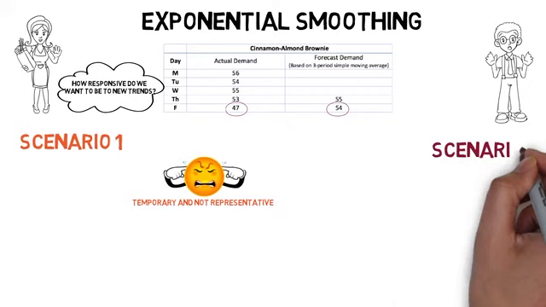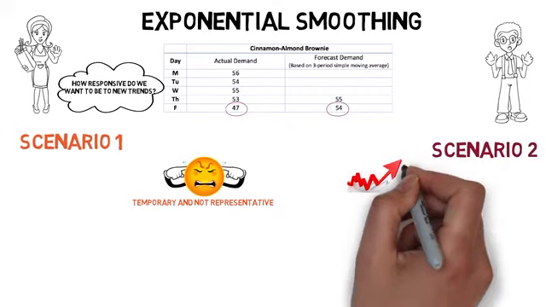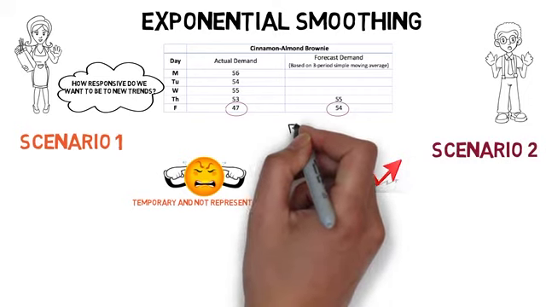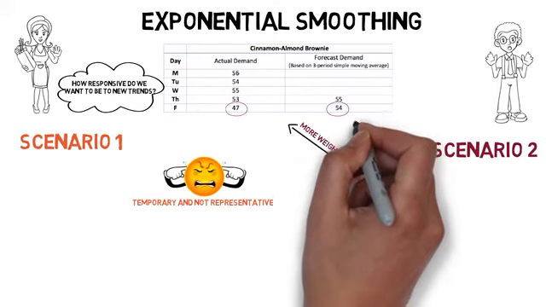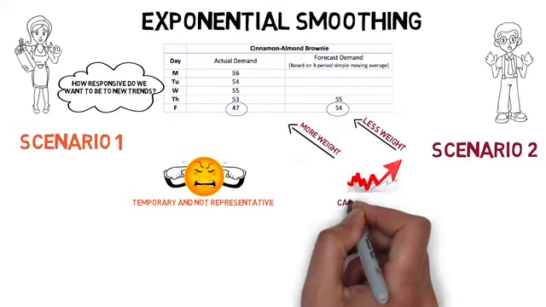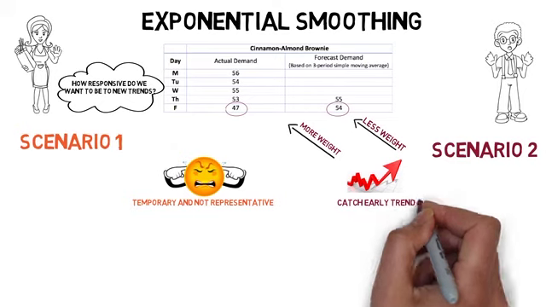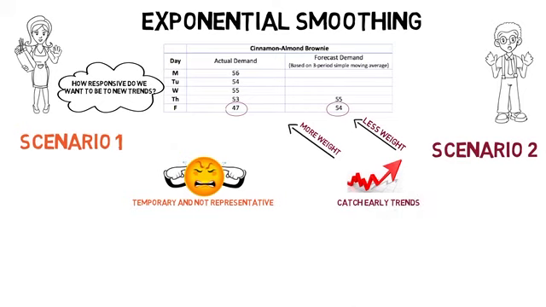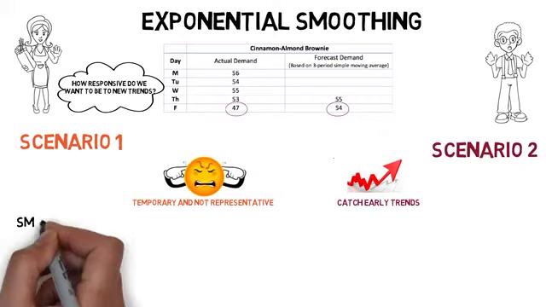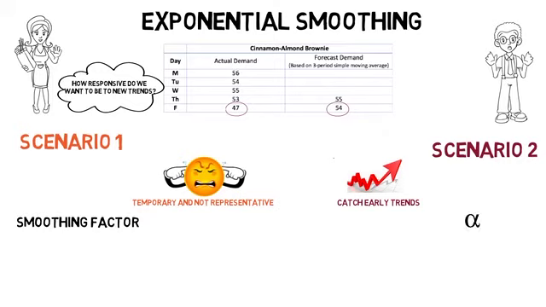Scenario number 2. If you think changes in demand reflect future trends, you place more weight on the previous period's actual demand. This weighting helps you catch trends early. In other words, scenario number 1 provides a stable forecast. Scenario number 2 provides a responsive forecast. The weighting mechanism is what forecasters call a smoothing factor, or alpha.